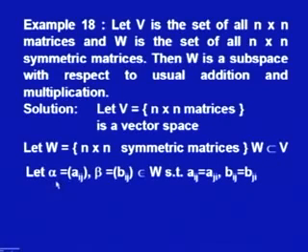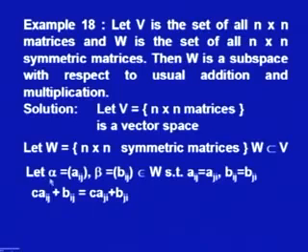Now, let us consider two members in W, alpha as Aij, a square matrix, and beta as Bij, another square matrix, such that Aij is equal to Aji. Why? Because these two matrices belong to W and they are symmetric matrices. So, Aij must be equal to Aji. Similarly, Bij is equal to Bji.